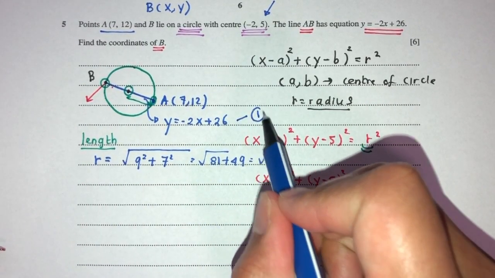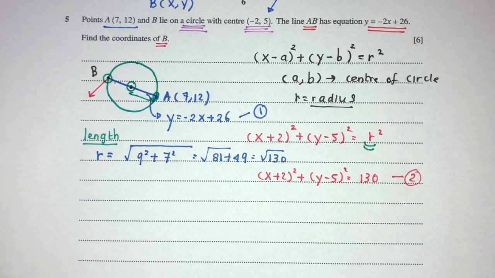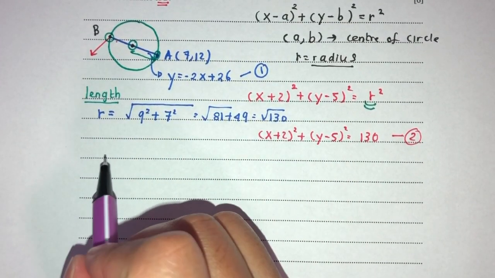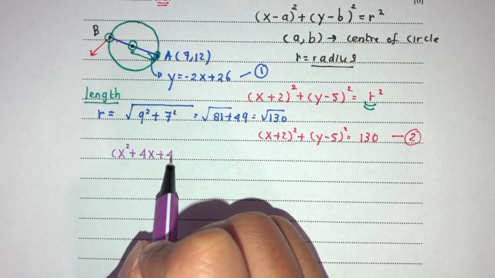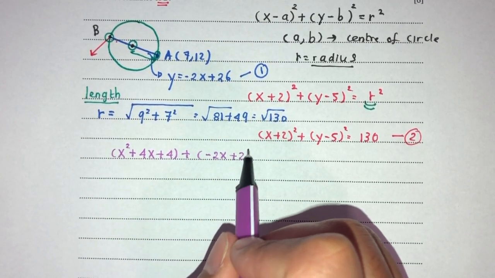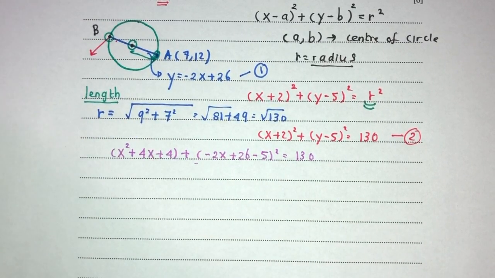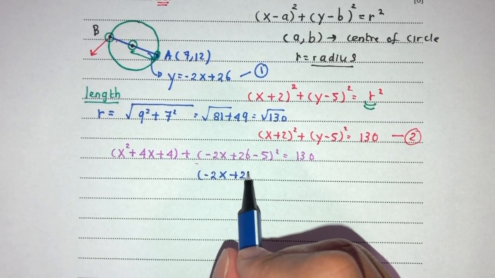Equation number 1 is right here. So again, how do you find the point B? The point B is a point of intersection between the line AB and the circle. So of course we solve simultaneously. Now we just have to plug back into the main function. Expand, you will have x squared plus 4x plus 4. Now y is the value of minus 2x plus 26, minus 5, squared, is 130. Now simplify this. That will become (minus 2x plus 21) squared.